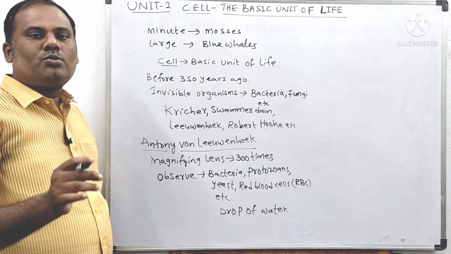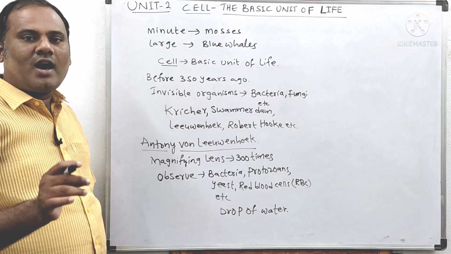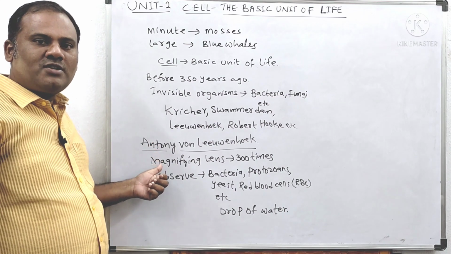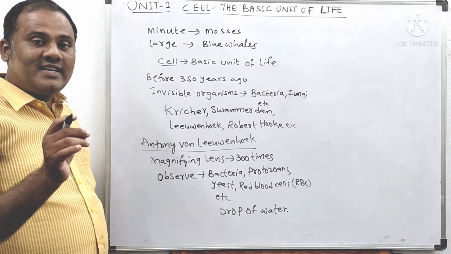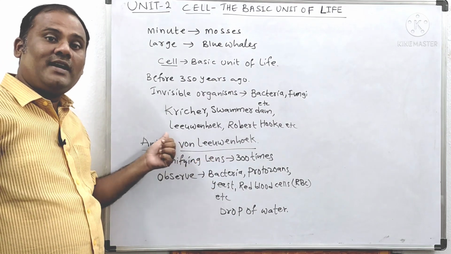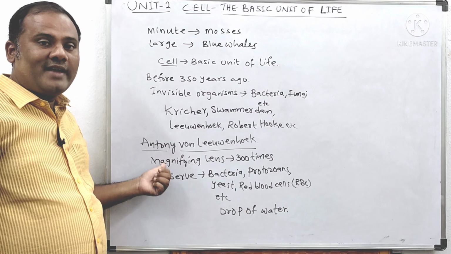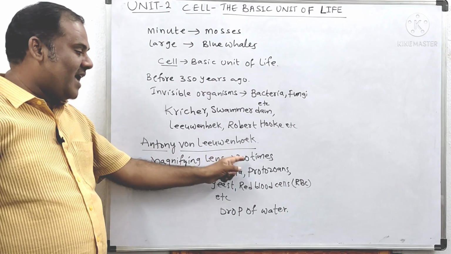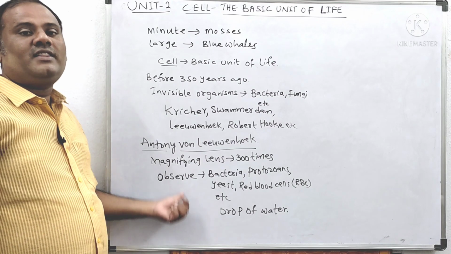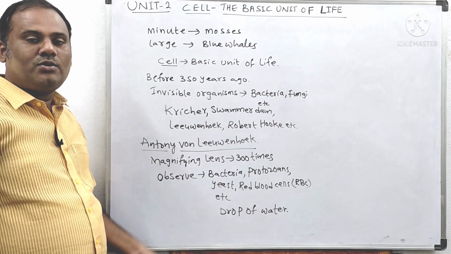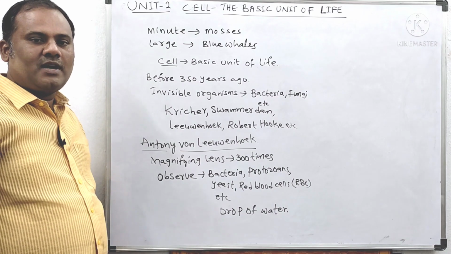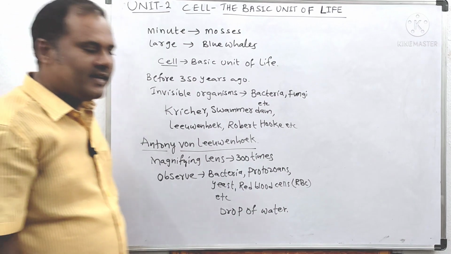The first person to observe invisible microorganisms was Antony van Leeuwenhoek. How did he observe them? With specially developed lenses, called magnifying lenses, which he invented, having 300 times magnification power. With the help of those lenses, he observed microorganisms.